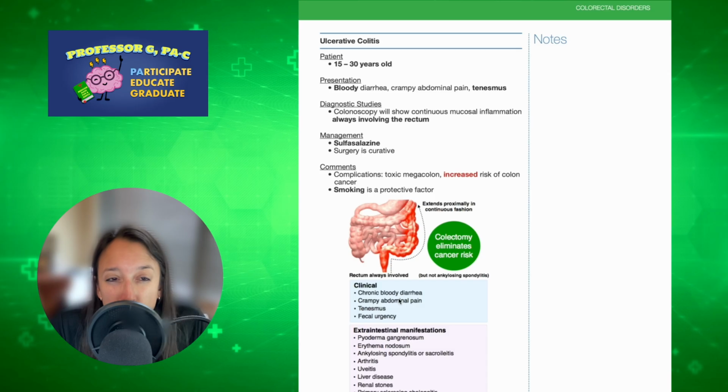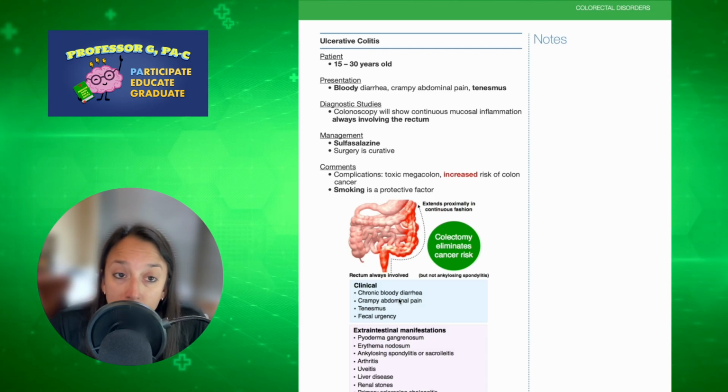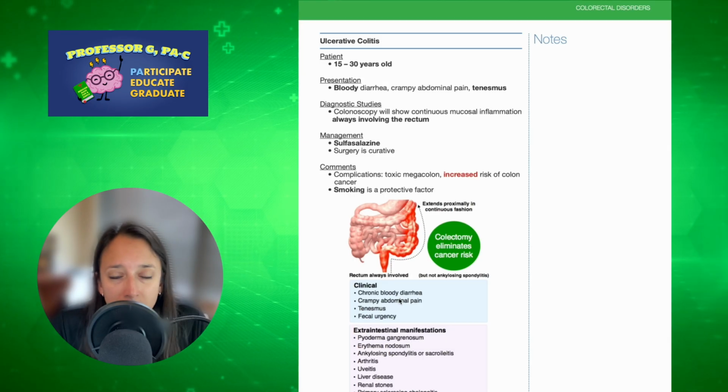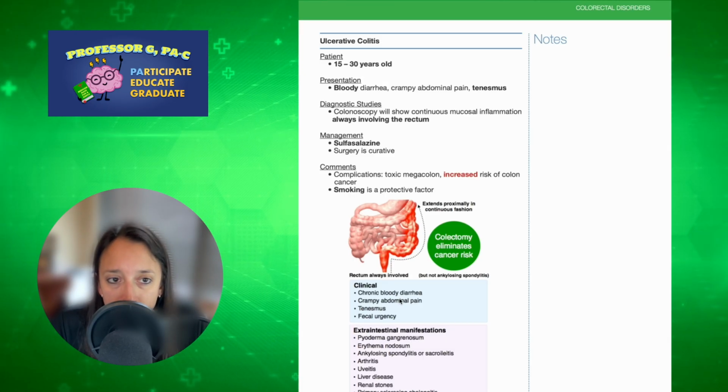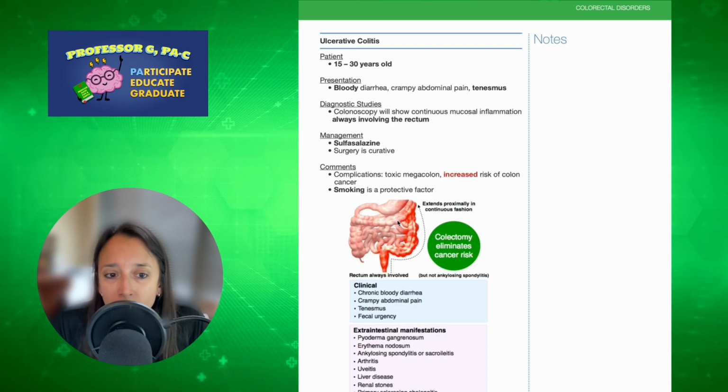A lot of times, when patients are really, really inflamed, we'll get them in the hospital with the thought that it could be IBD. We'll get them on steroids to get it calmed down, and then we'll introduce the colonoscopy. We need to note that this always involves the rectum.